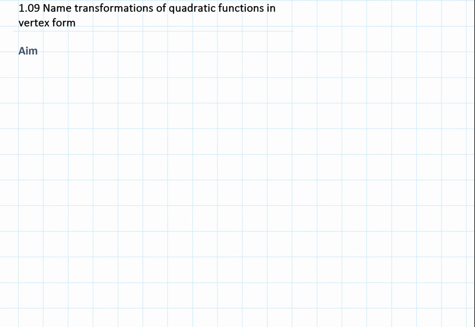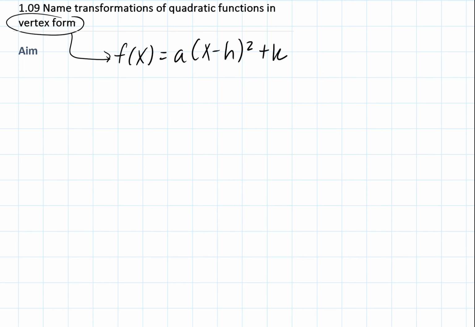Today's goal is to name transformations of quadratic functions in vertex form. Recall that vertex form looks like f of x equals a times the quantity x minus h squared plus k.